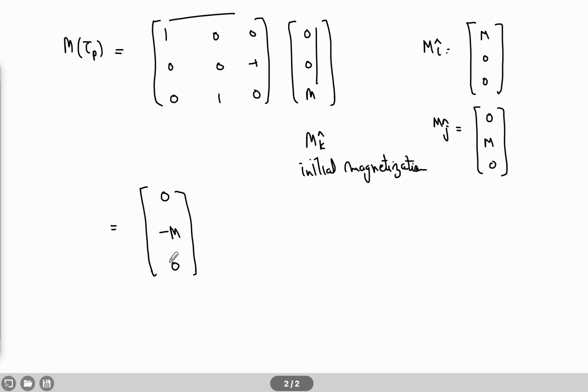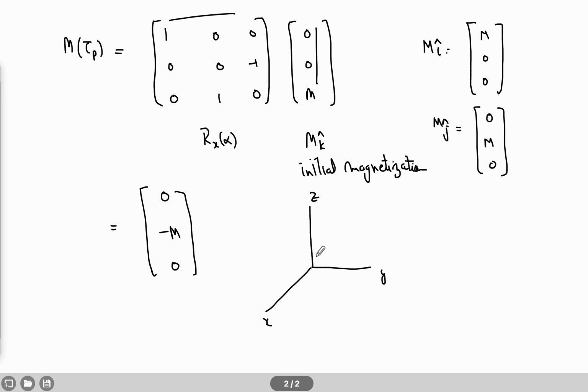So that means due to this rotation by Rx 90 degree, your z magnetization has moved to minus y, right? So negative sign, and it has gone to the second position, so that means the magnetization has gone to the negative y-axis.